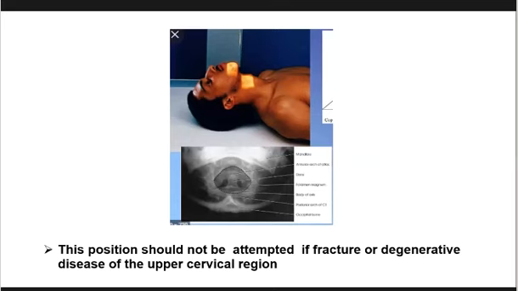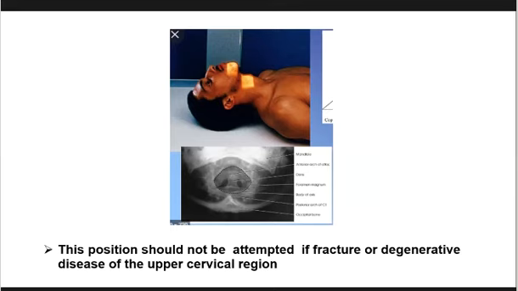But never attempt to do this position if there is a fracture or suspected fracture or degenerative disease in the upper cervical region. So if you see a suspected fracture in the upper cervical region or a degenerative disease. When we say degenerative disease, in other words, there is an illness of the elderly, like gout or, what do you call this?